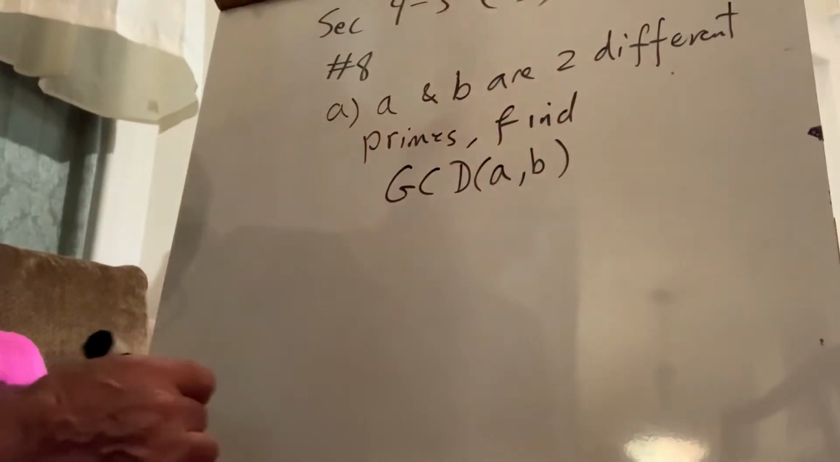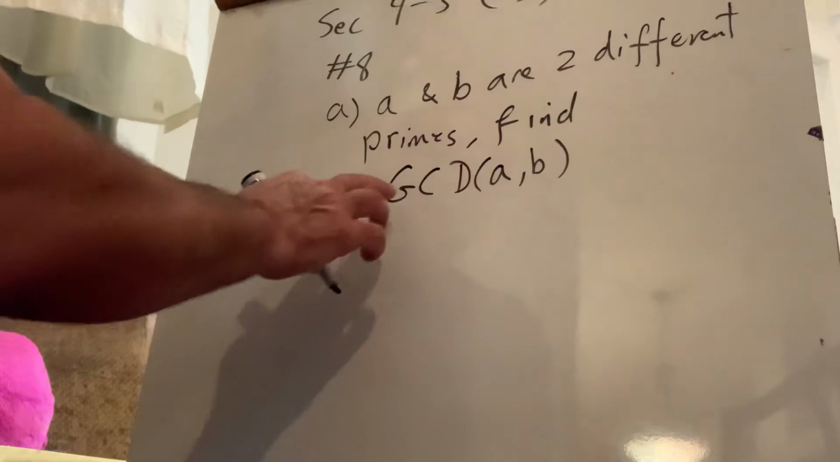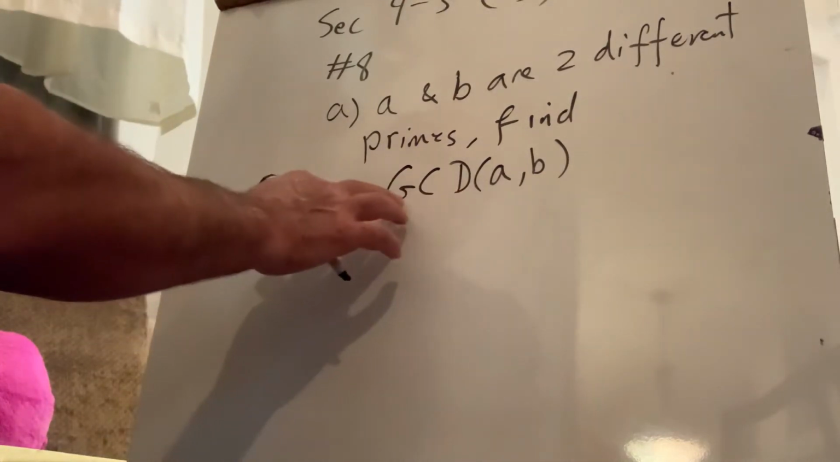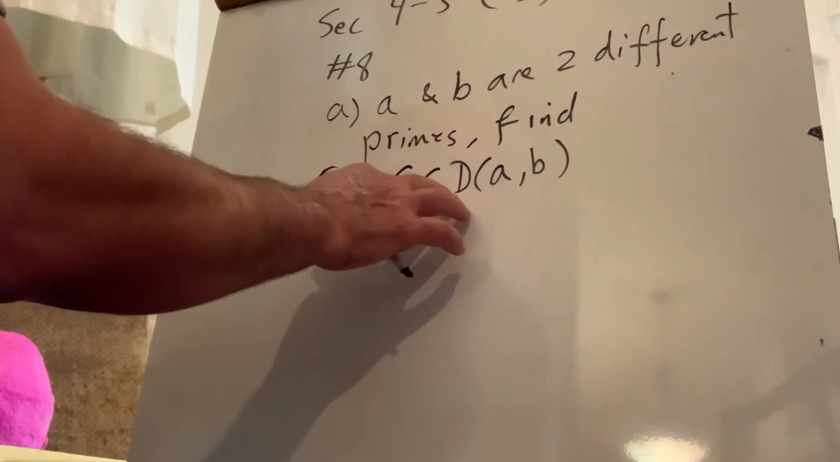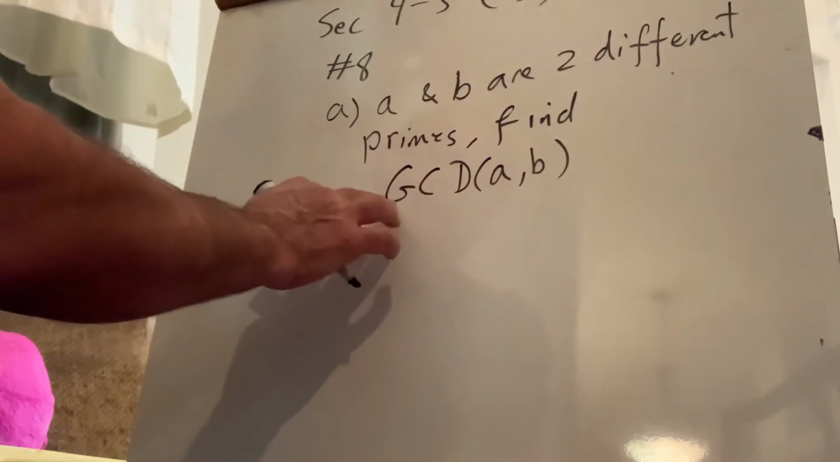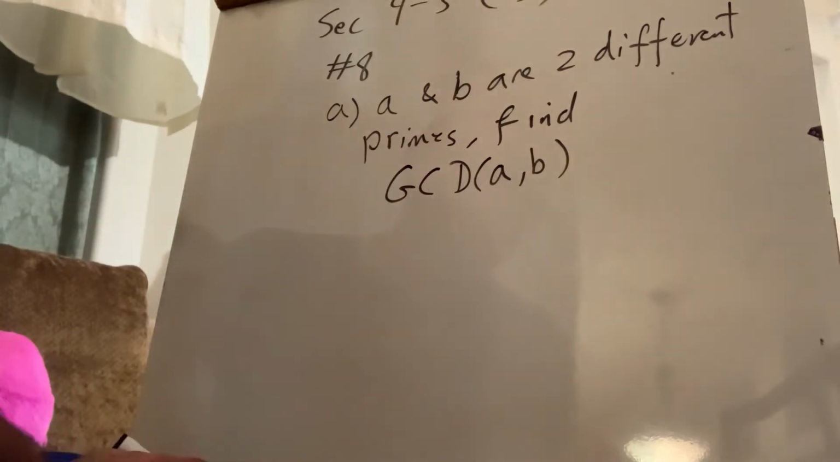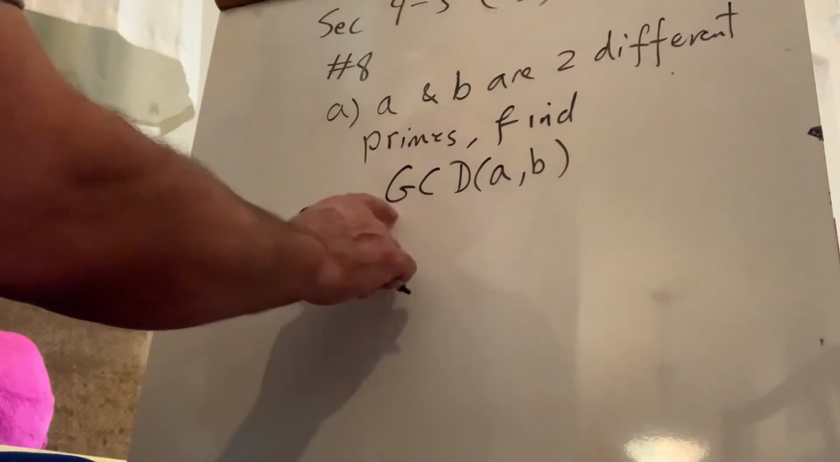Let me first remind you, I'm sure you read the section. The GCD stands for greatest common divisor. By the way, the divisor is also the same thing as factor. So some people think of this as the greatest common factor, and I think if you think of it like that, it makes a little bit more sense.